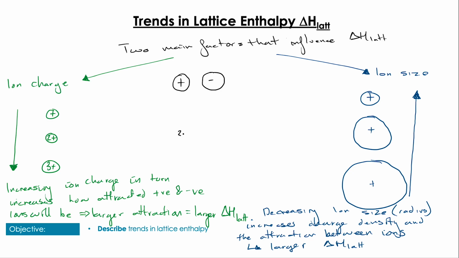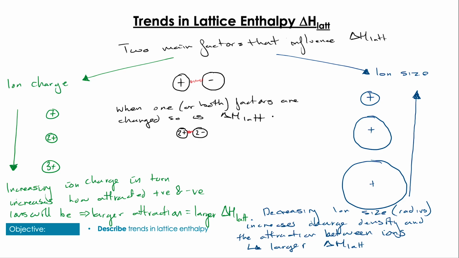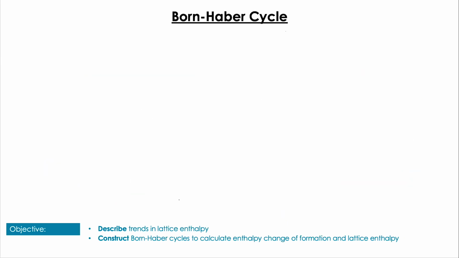And now that we know this, we're able to use it to make educated guesses about comparative sizes of lattice enthalpy, just based on comparing the ion charge and the ion size of 2 different compounds. Okay, so now we've been introduced to lattice enthalpy, let's have a look at constructing a Born-Haber cycle.